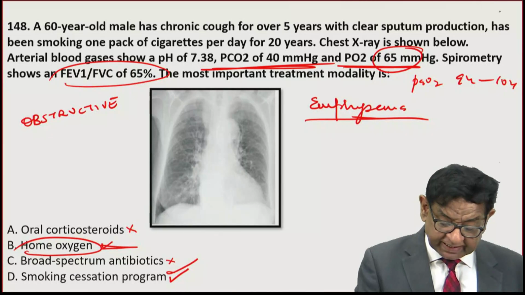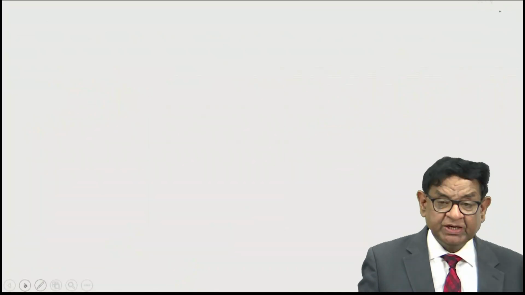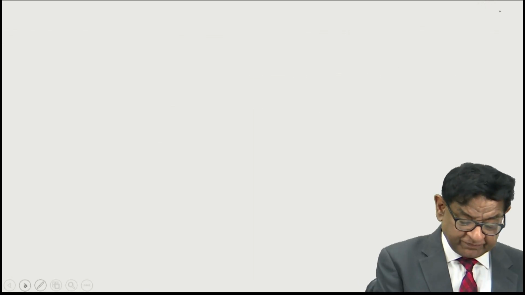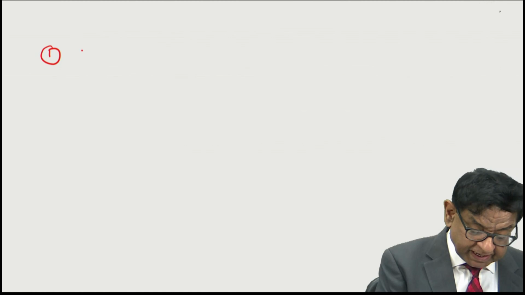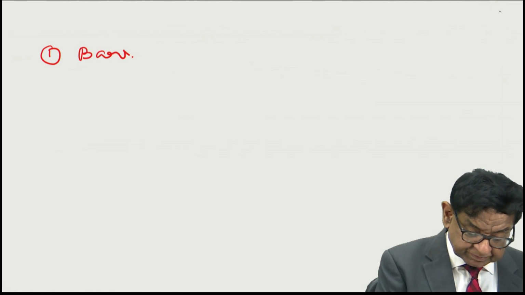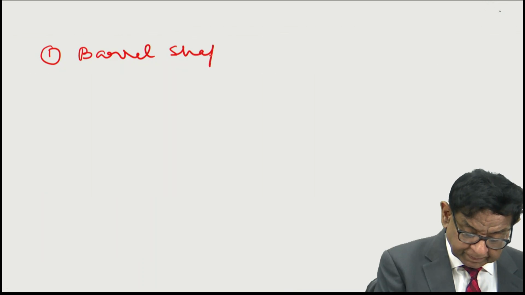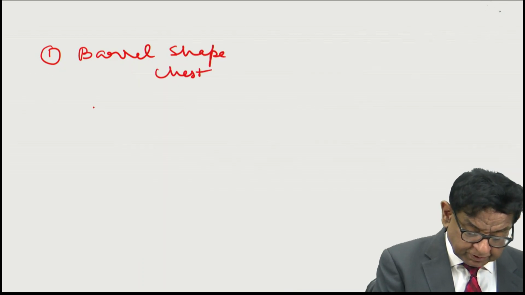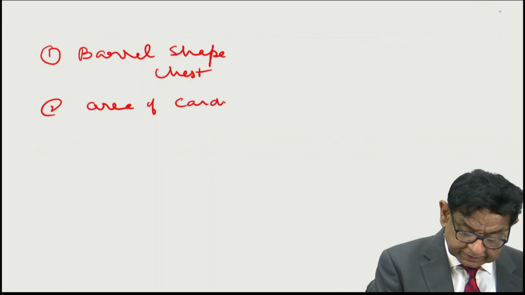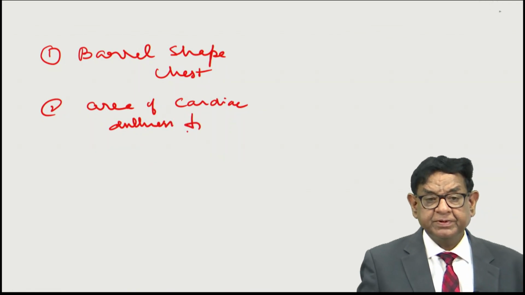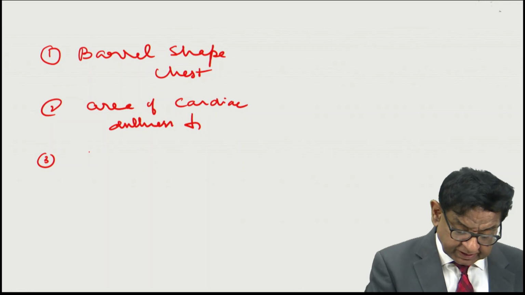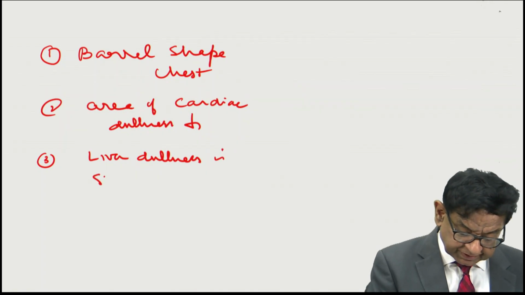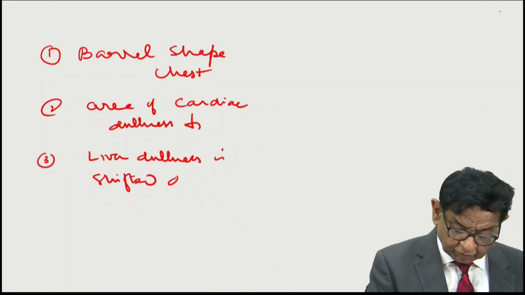Okay. Now, as we are getting a case of emphysema, let me tell you what the clinical signs are that you should know about emphysema. The clinical sign is barrel-shaped chest. Number two, area of cardiac dullness is reduced, and liver dullness is shifted downward.